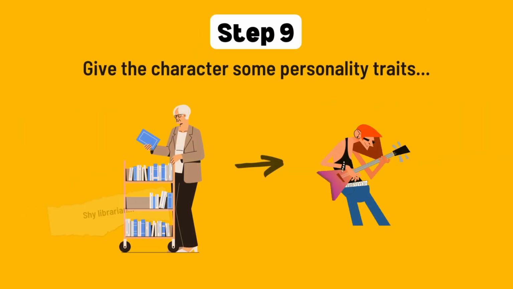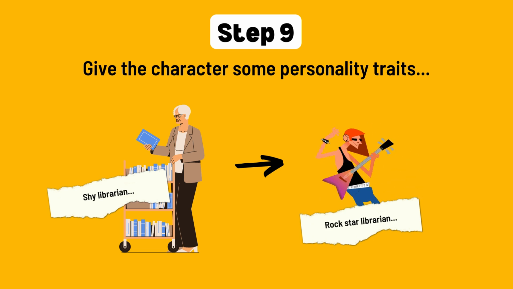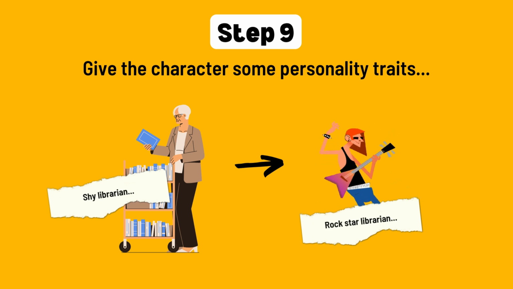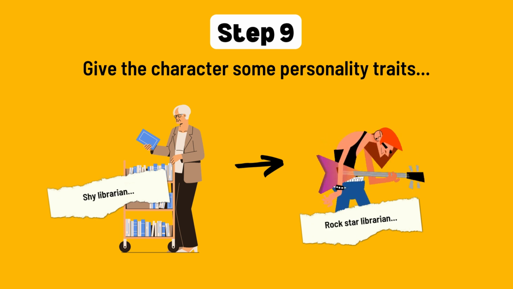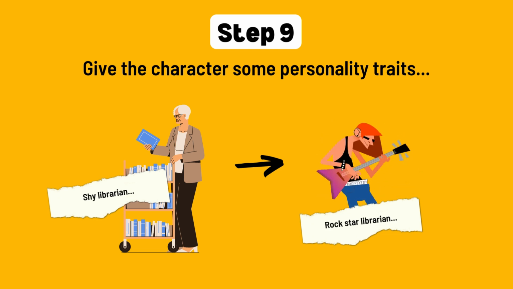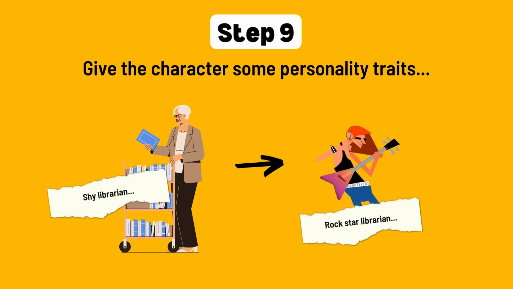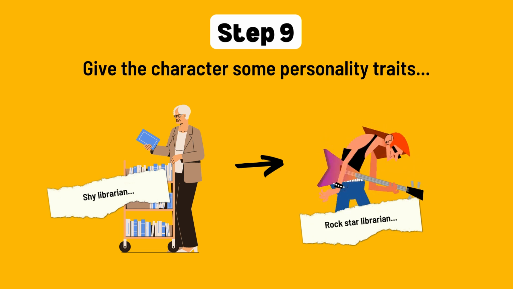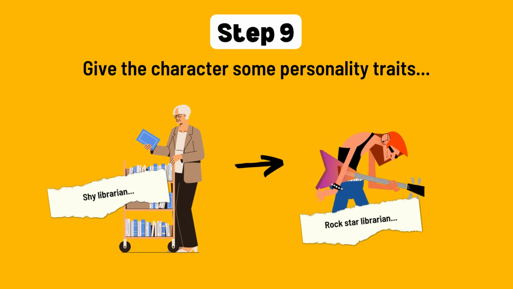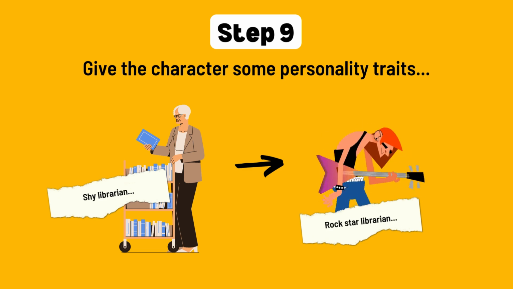Step 9. Give the character some personality traits. When developing personality traits, it is important to avoid stereotypes. Stereotypical characters are characters that have always been portrayed in the same manner and are very typical. For example, a shy librarian or an untrustworthy thief. These types of characters can be very boring for readers. Instead, you should break the stereotypes and consider contrasting traits for your character, such as a librarian with a loud voice who loves heavy metal music.